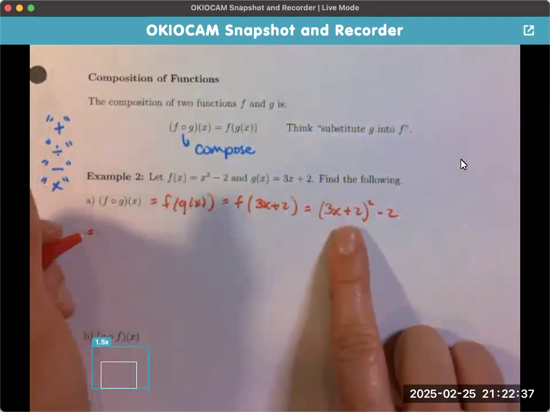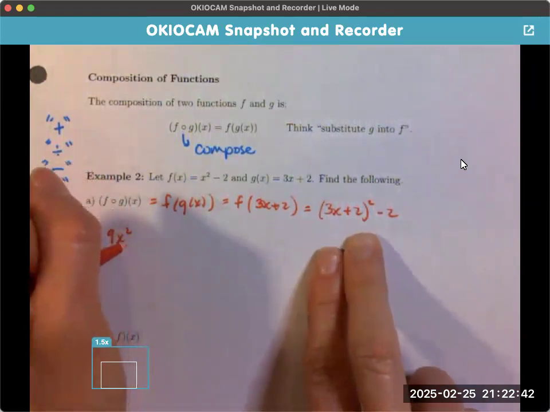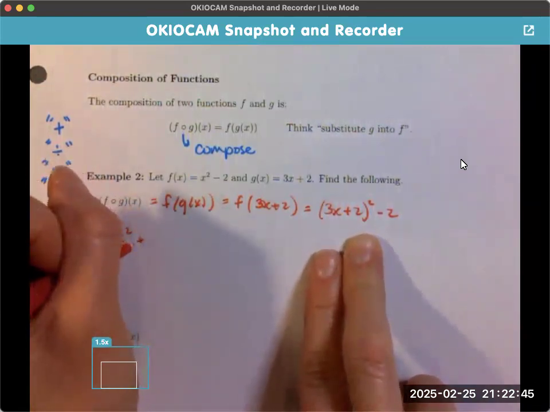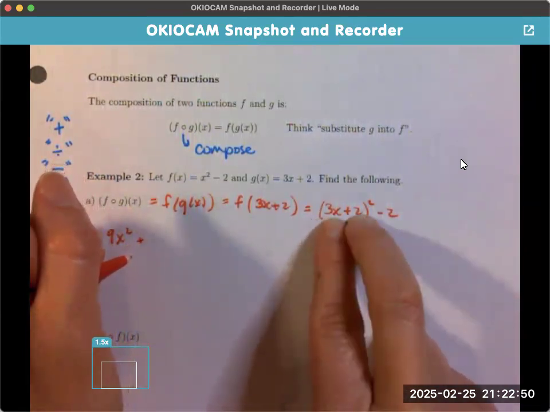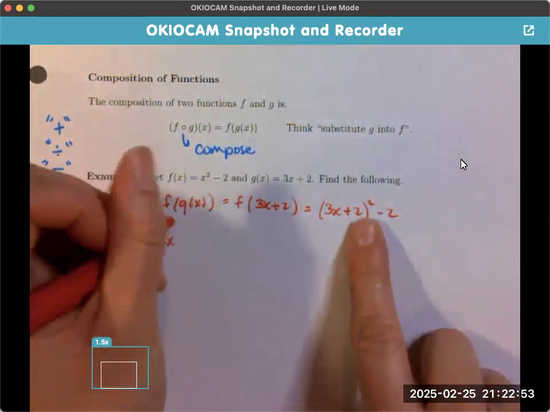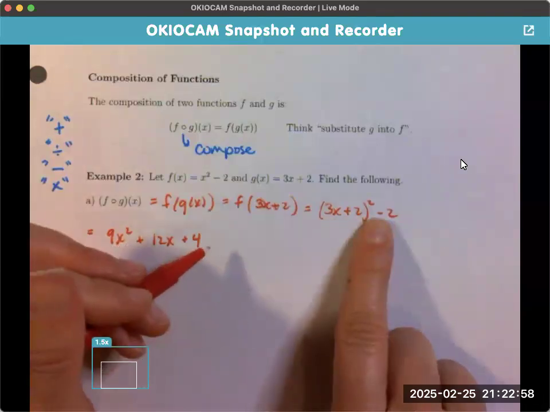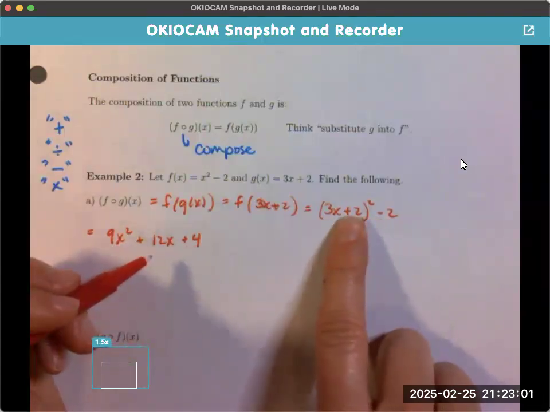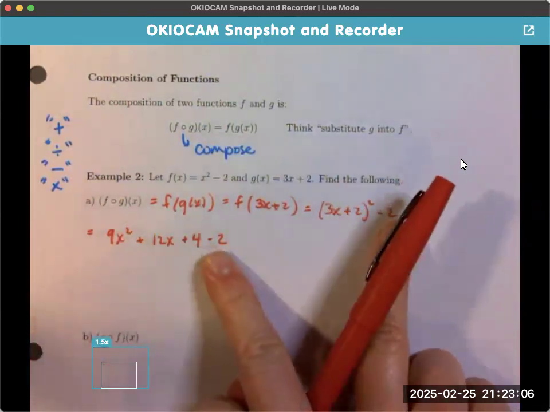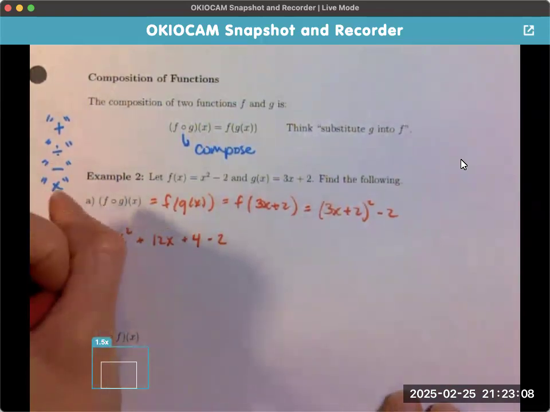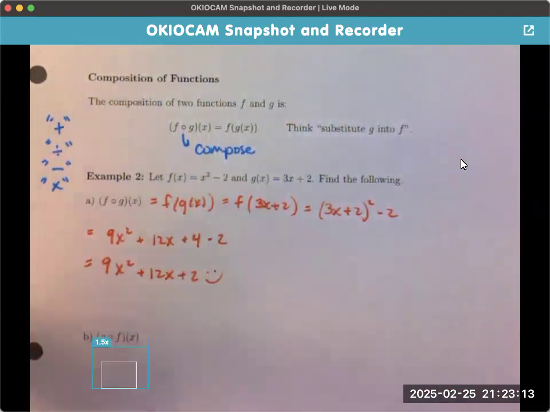Remember that we distribute this out. So this is 9x squared. Remember, combine and double to get the middle term. The operation drops. Combine 3 times 2 is 6x, double is 12x. Square the first term to get the first term, square the last term to get the last term, and combine and double to get the middle. And then minus 2. Combine like terms: 9x squared plus 12x plus 2. Yay.